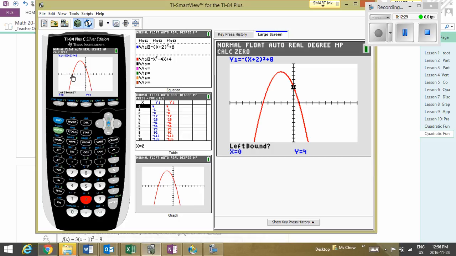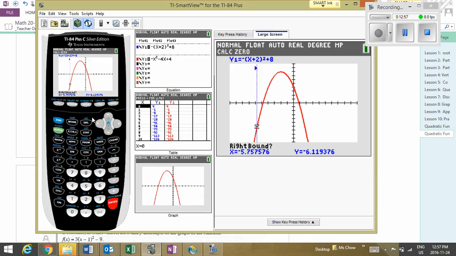So if we want to find the one on the left, what we need to do is move this cursor to the left of this intersection. So to the left of the intersection puts us somewhere down along this line, that bottom half. So let's move the cursor over. And there it goes. And so now we know that for sure we are to the left of this one. So it says left bound. Yep, that's our left boundary.